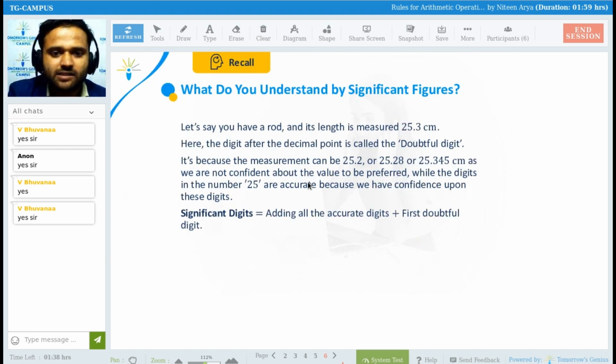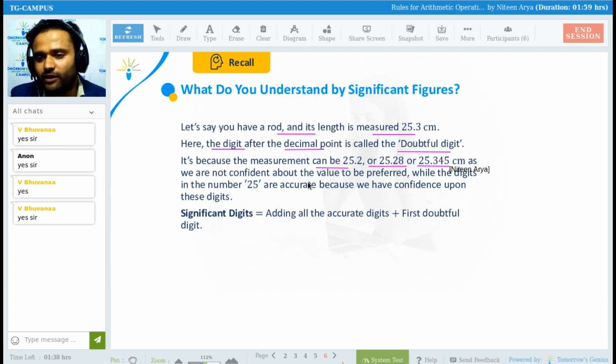What do you understand by significant figures? So let's recall this thing once again. Let's say you have a rod and its length is measured to be 25.3 centimeter. Here the digit after the decimal point is called the doubtful digit. It is because the measurement can be 25.2 obviously, 25.28 obviously, 25.35345 accurately, centimeter. It depends on which particular instrument you are going to use. According to that, you are going to get the accurate or precise value.